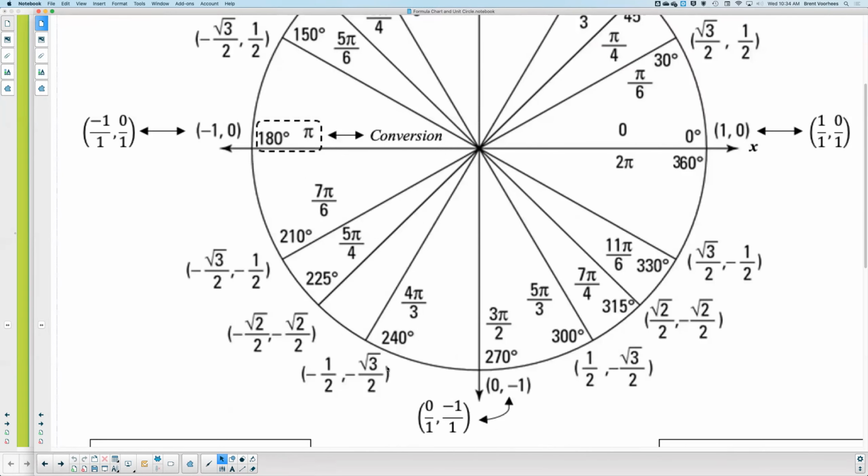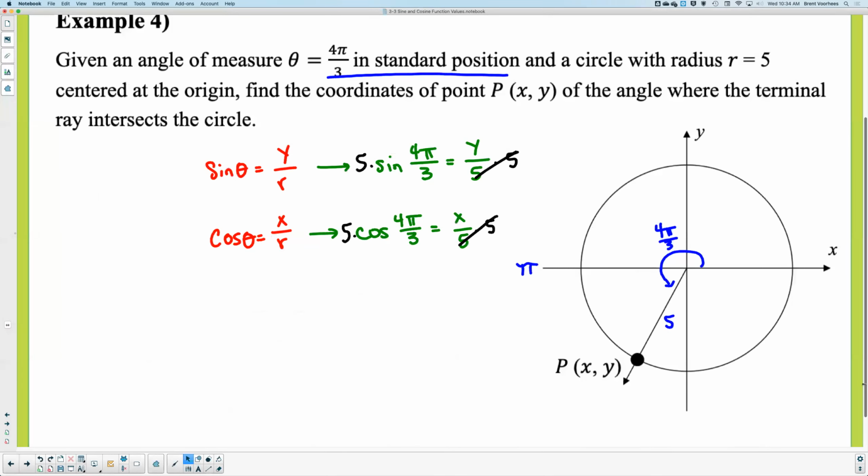At 4 pi over 3, what are you getting for the sine? Negative square root 3 over 2. That's right. All we have to do is say 5 times negative square root 3 over 2. Here's mine. It's finally loading. There we go. All right, here's 4 pi over 3. That's the sine. Sine is y. You take negative square root of 3 over 2, and we're going to multiply that times 5. That's how we'll get our value here.